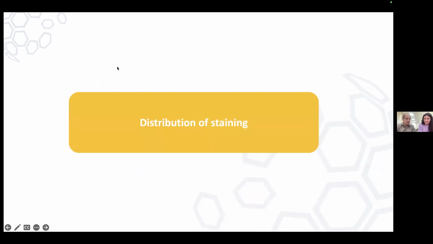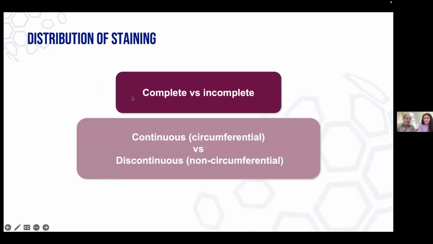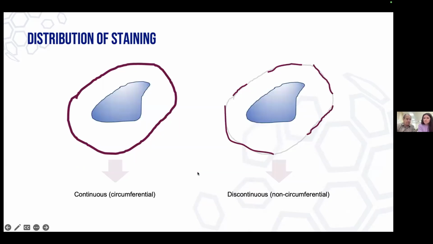Second parameter is distribution of staining, and originally was complete versus incomplete, or continuous circumferential versus discontinuous non-circumferential. But we then learned that there was, so this is very easy. This is continuous. This has got gaps. Yeah, we can recognize that. But if they're large enough. Yeah, they're large enough.